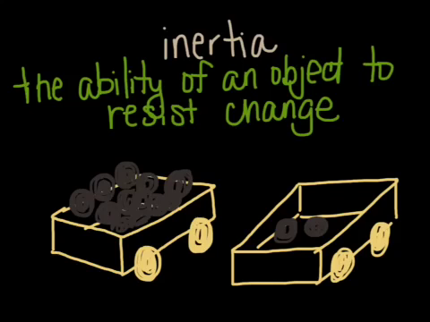The cart that is full of bowling balls is going to be very hard to get started rolling. Once it does start rolling, it's going to be very hard to stop. The reason is the object with the larger mass has more inertia. So the one with only 2 bowling balls is easy to start rolling, and it's also easy to stop.